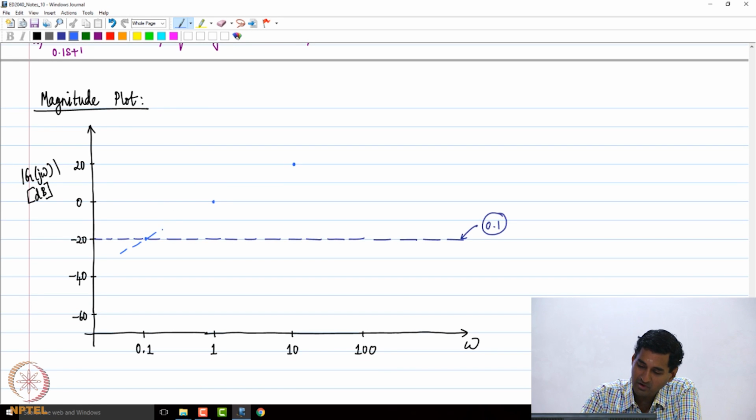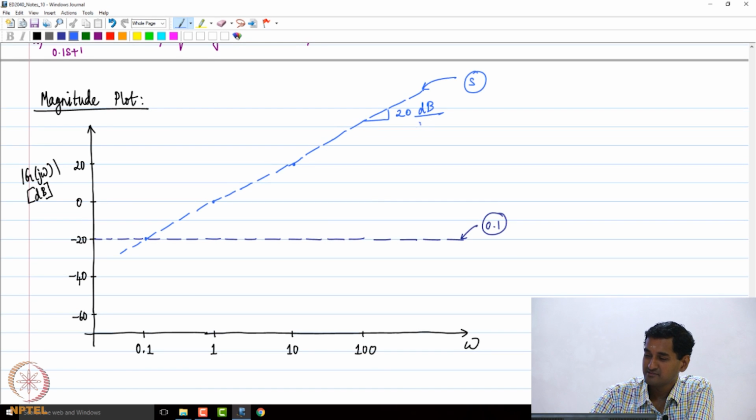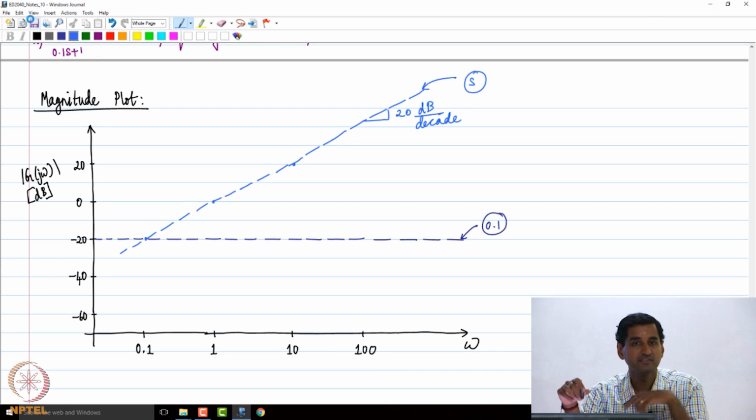So the magnitude plot of the S factor is going to be a straight line, which passes through these points and which has a slope of plus 20 decibels per decade. So this is the magnitude plot of S. So this has a slope of 20 decibels per decade. So that's the second magnitude plot.